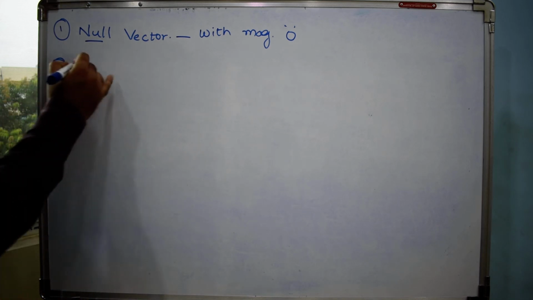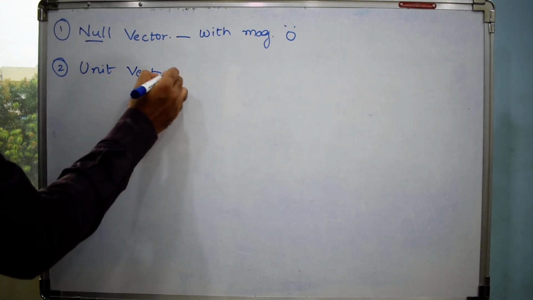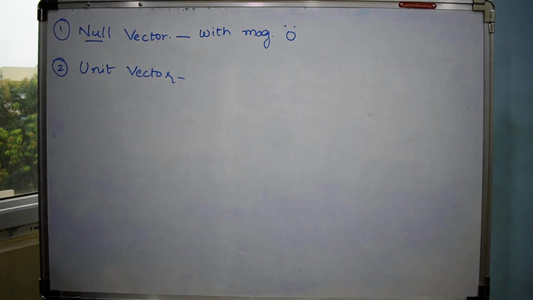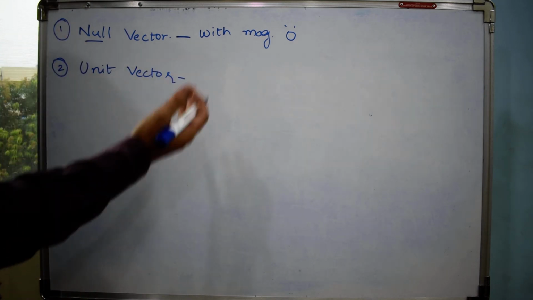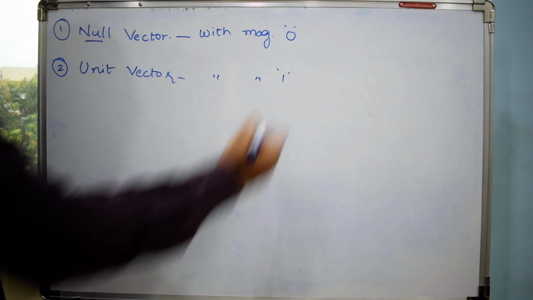And next, what you need to understand is the unit vector. Unit vector means 1, a vector with magnitude 1.